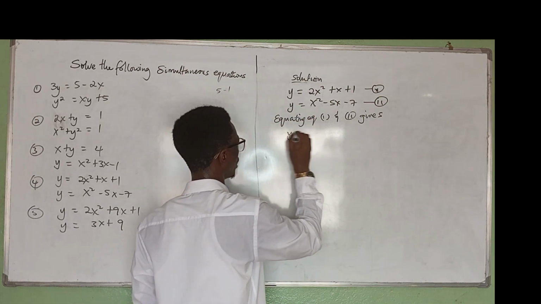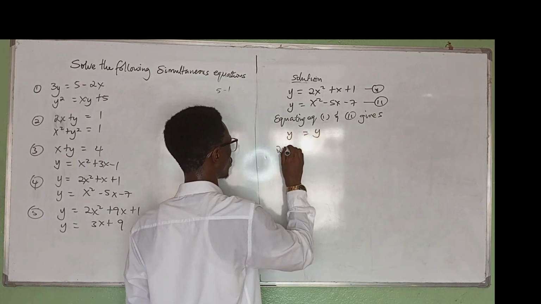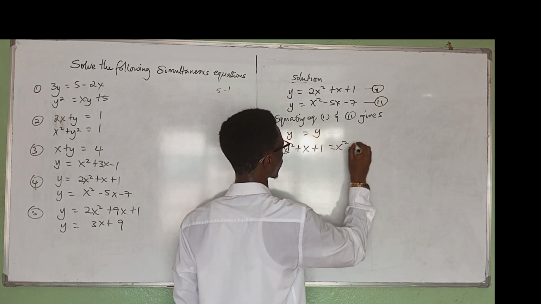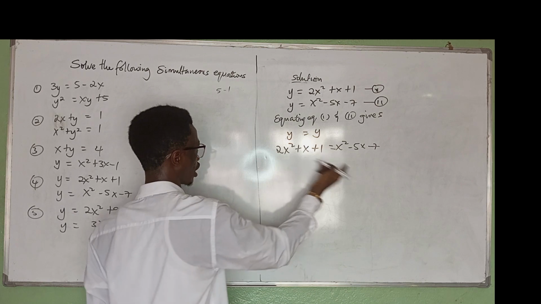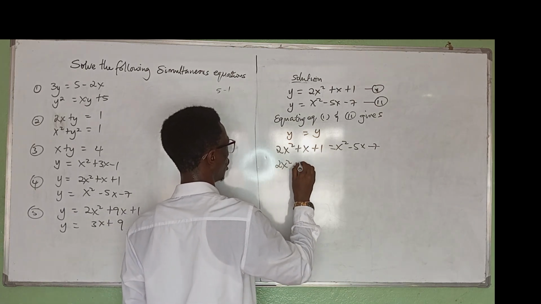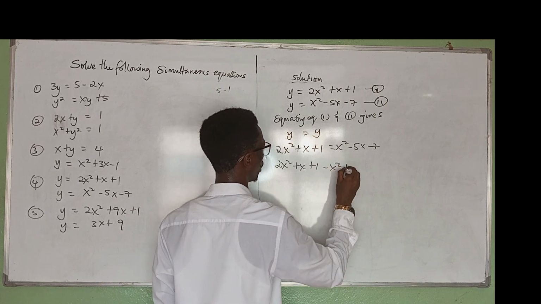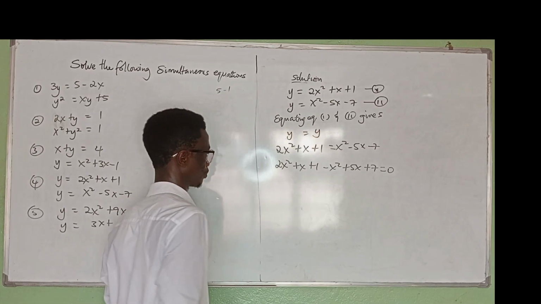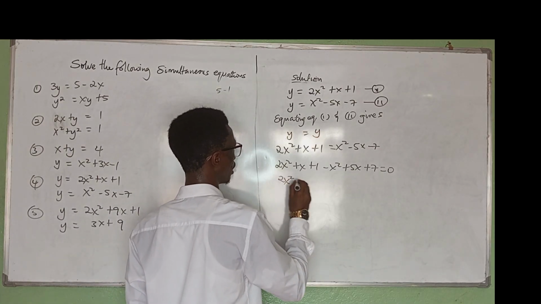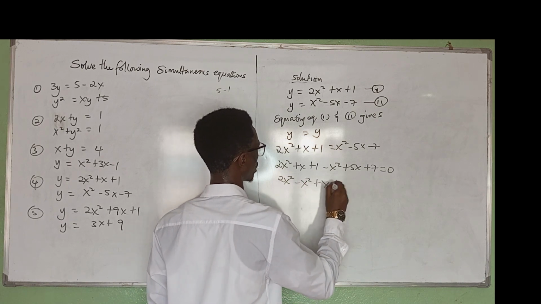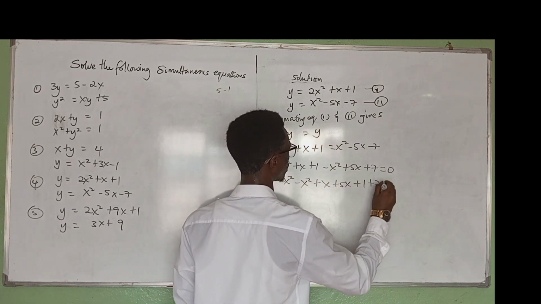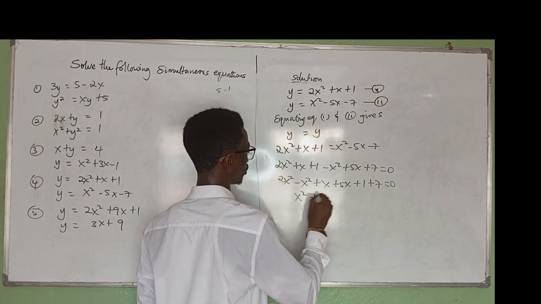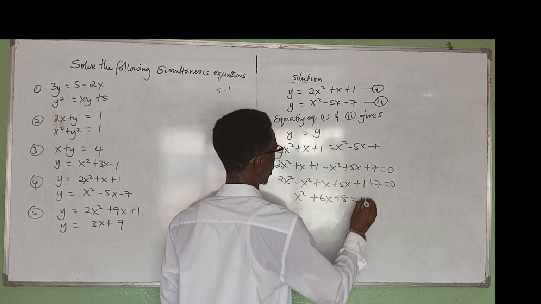So we have y equals y. The first y is 2x squared plus x plus 1, equals the other y, which is x squared minus 5x minus 7. Now you transpose everything here. So this becomes 2x squared plus x plus 1 minus x squared plus 5x plus 7, and here we are left with 0. So we collect like terms: 2x squared minus x squared, plus x plus 5x, plus 1 plus 7, equals 0. This gives you x squared plus 6x plus 8 equals 0.